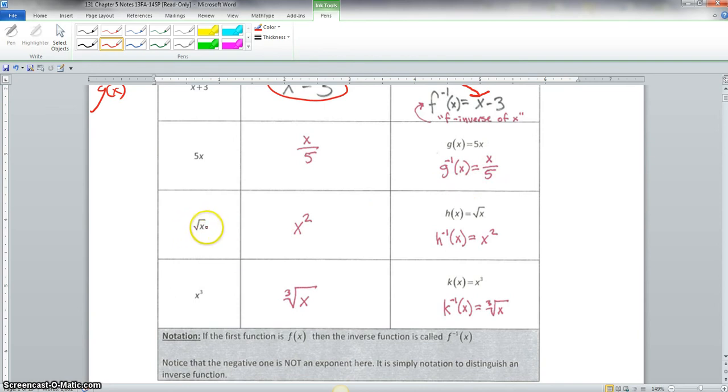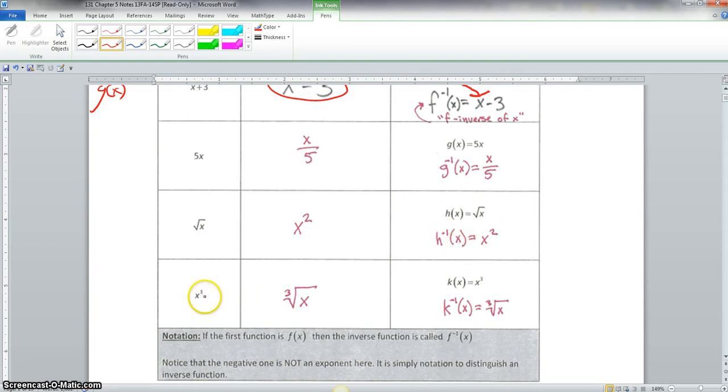Now we go to the next value. We have the square root of x. We know the opposite of a radical is an exponent. The inverse of the square root of x is x to the second power. So we have h of x is equal to the square root of x. And then we will have h inverse of x is equal to x squared.